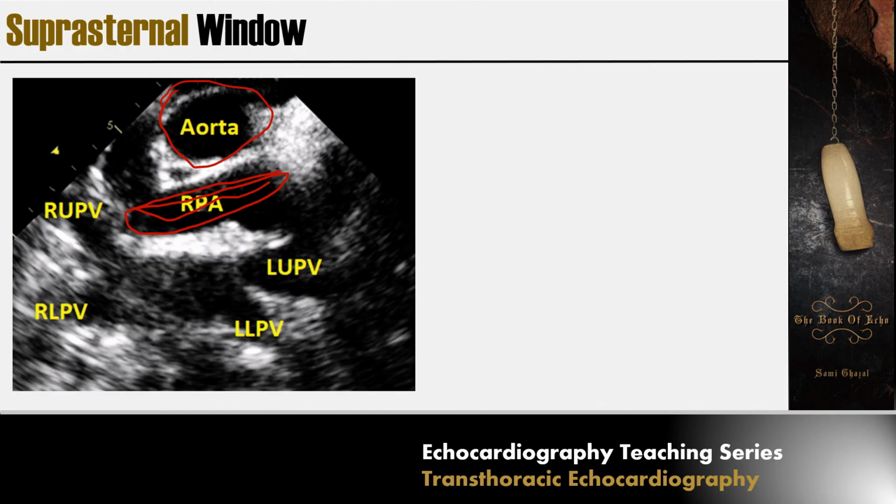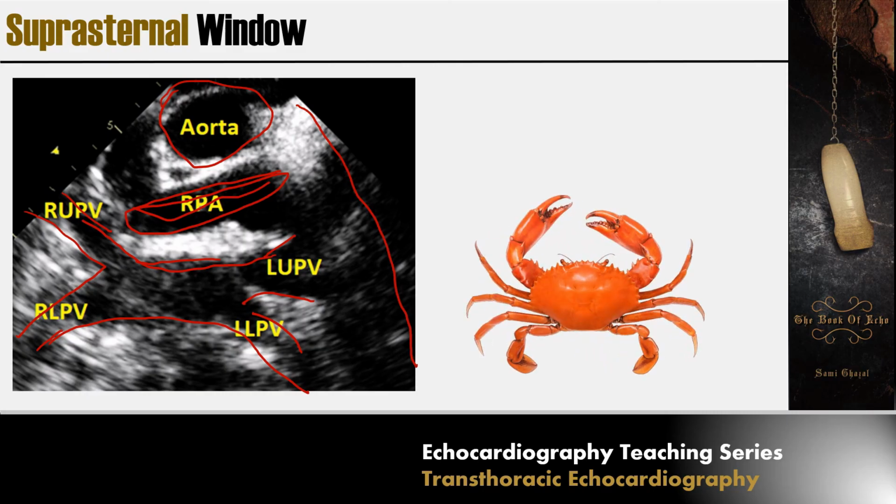And if you increase the depth with a little bit of maneuvering, and if you're lucky, you can see the left atrium and the pulmonary veins emptying into the left atrium. So you can see the left upper pulmonary vein, left lower pulmonary vein, right upper and right lower. If you look carefully into this view, it looks like a crab. This is why it is called the crab view.